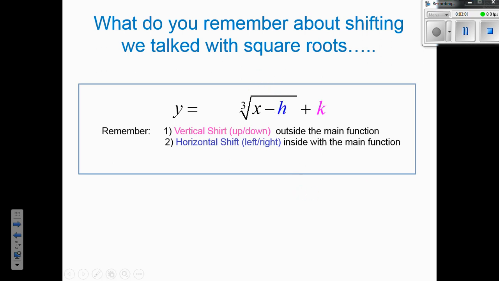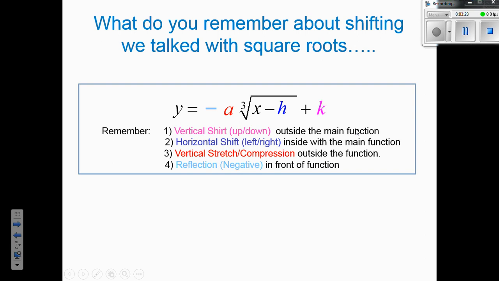If I had my h be added to this function, that means my graph is going to move left or right. If I have an a in front, I'm going to either have some stretching or compression, or narrowing or widening. If I have the negative out in front, I'm still going to have a reflection. So it doesn't matter if I have a cube root or a square root. These same kind of shiftings continue to happen.